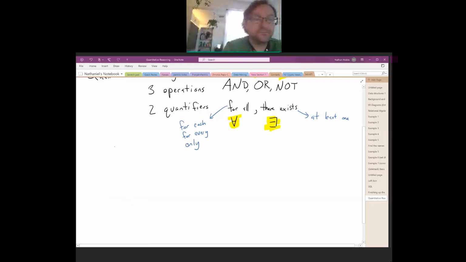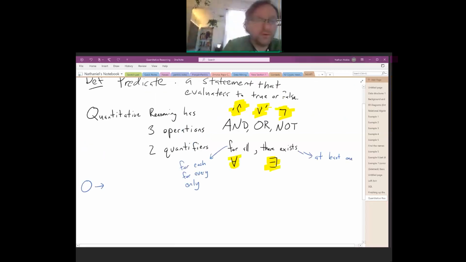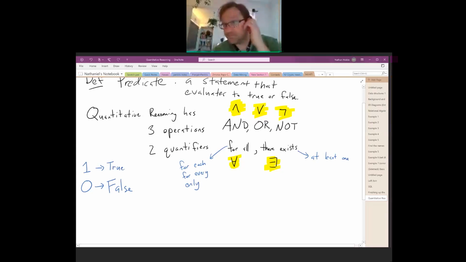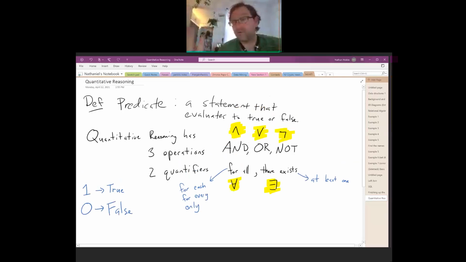Here, a zero is going to correspond to false, and a one is going to correspond to true. Everything here is about things being either true or false. There's no in-betweens. Everything in this world is either true or false.